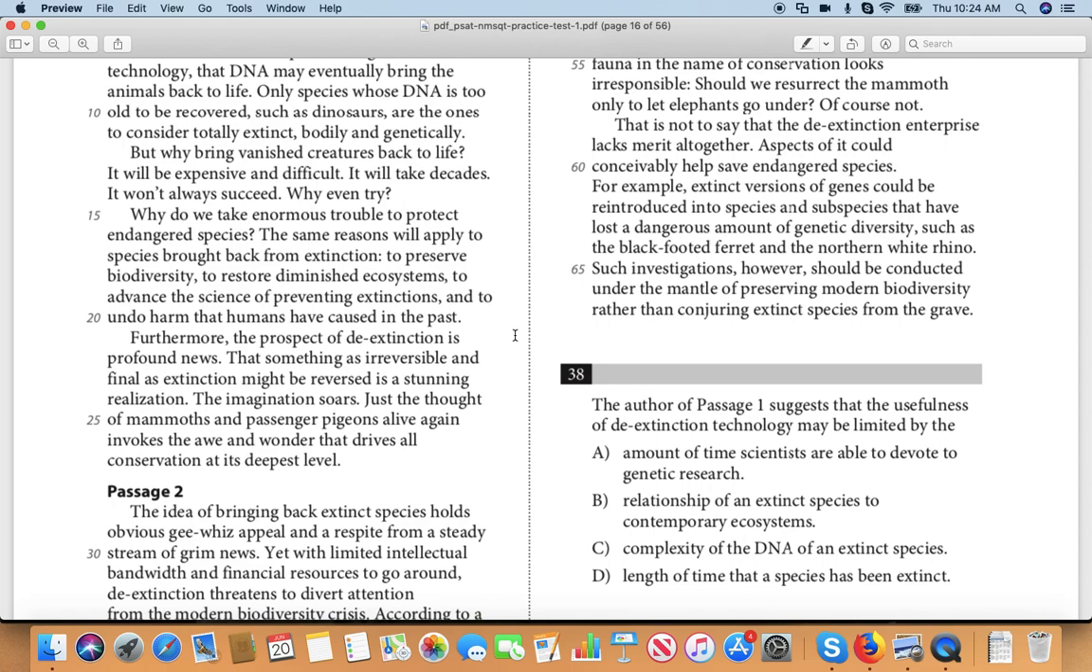All right, but why bring vanished creatures back to life? We're going to pass the paragraphs around. Blaze Shahid, next paragraph, please. We're at line 12. But why bring vanished creatures back to life? It will be expensive and difficult. It will take decades. It won't always succeed. Why even try? Good question. All right, boy, I love modern language. I really do. I need a sentence with 3 words: why even try? Love it. Ava, next paragraph, please.